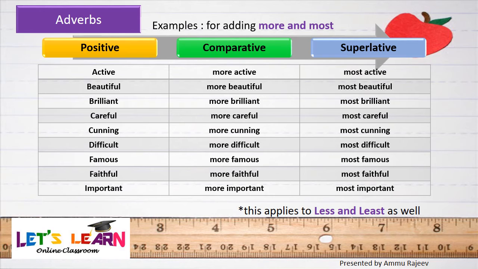Here are some examples for adverbs and their degrees of comparison. As discussed earlier, for adverbs, when we change the degrees of comparison, we add more or less for the comparative degree and most or least for the superlative degree. The words as such do not undergo any change.